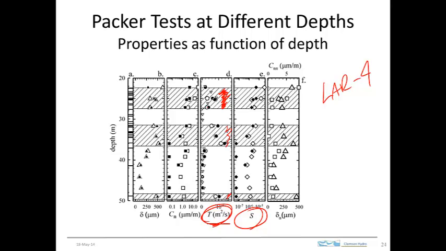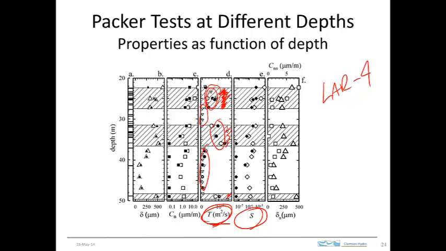You can see, for example, that in this upper fracture zone, the transmissivity is right around in here, and then when you get down below that, you have lower transmissivity. Get into this middle fracture zone, it jumps up again, and then you've got this zone of low transmissivity.